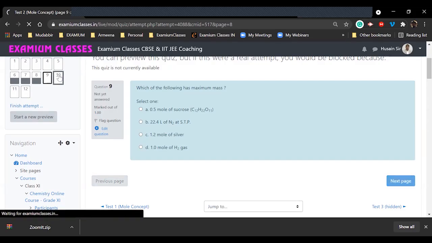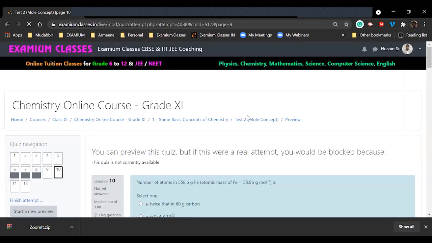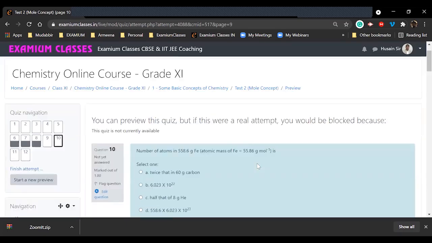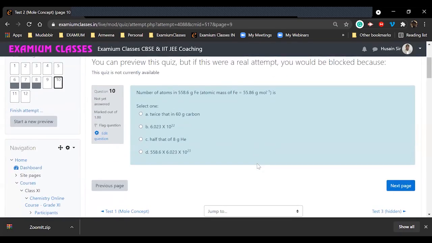Now the last question, I think after that I will not be able to take any question. The last one, number of atoms in 558.6 grams of iron. This is very easy, given mass upon atomic mass. So I'm just skipping it.